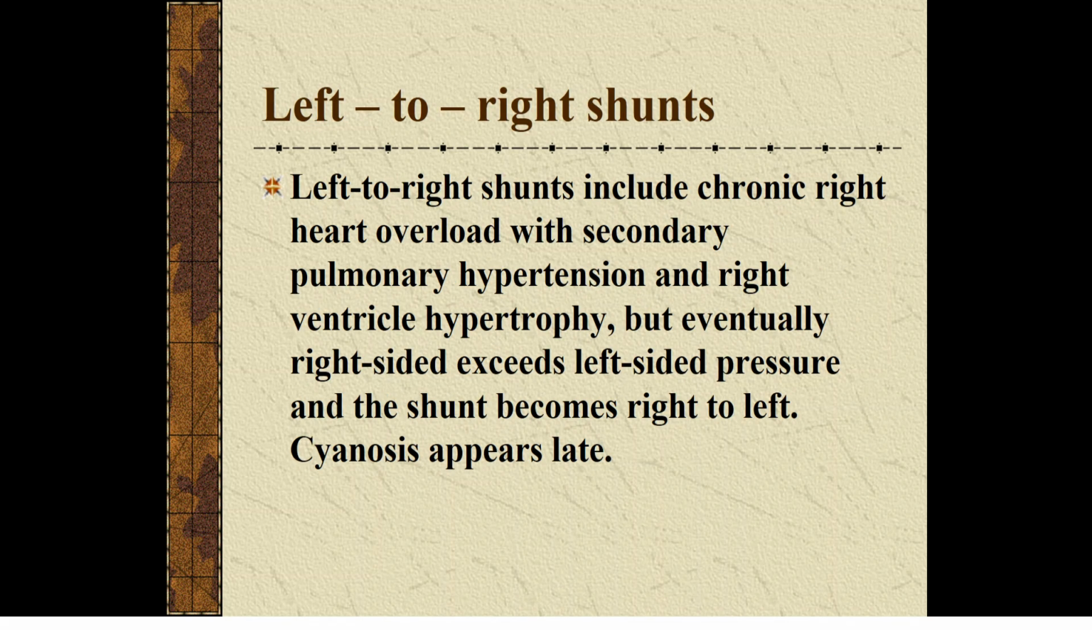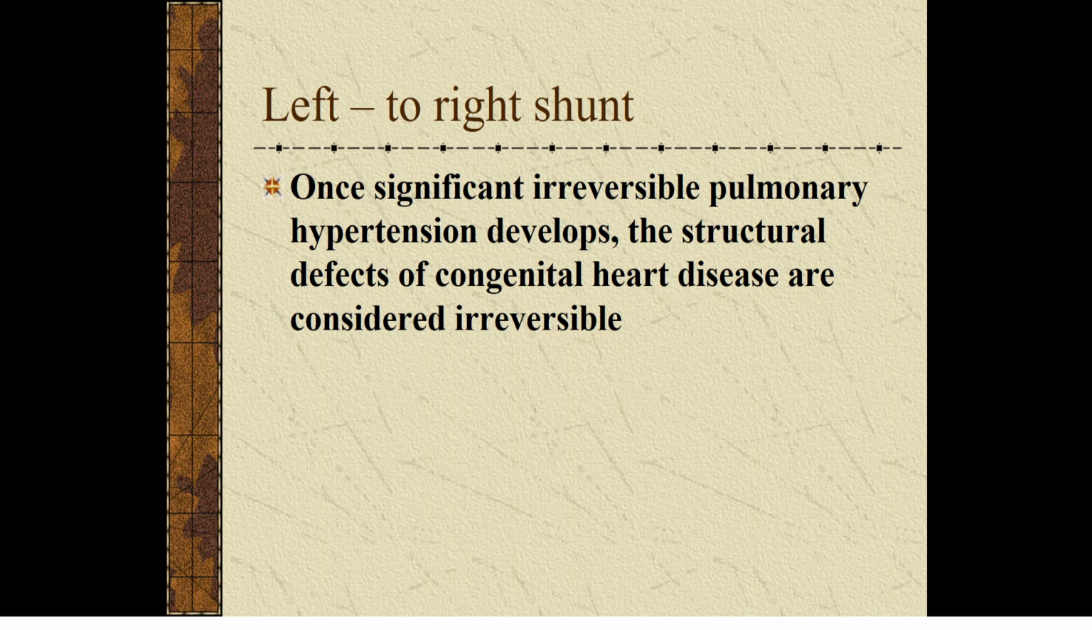Left to right shunts include chronic right heart overload with secondary pulmonary hypertension and right ventricle hypertrophy, but eventually right-sided pressure exceeds left-sided pressure and the shunt becomes right to left. Cyanosis appears late. Once significant irreversible pulmonary hypertension develops, the structural defects of congenital heart disease are considered irreversible.